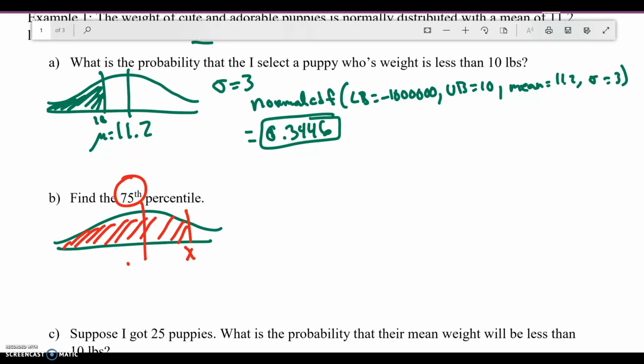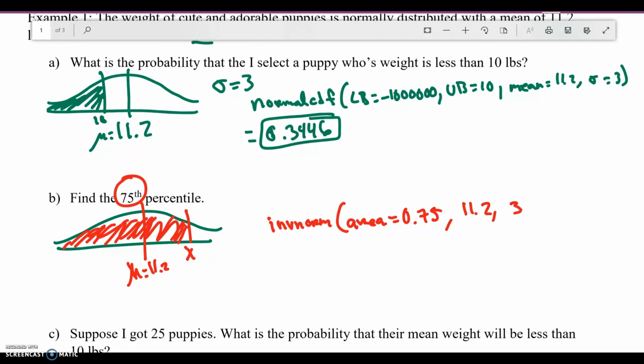We know that our mean is still going to be 11.2. So what is going to be all of this data? So in order for me to do this, I need to use inverse normal. Inverse norm, my area is going to be this 0.75. My mean is going to be still 11.2, and my sigma is going to be 3. Okay, so when I use inverse normal on my calculator, area is 0.75, mean is 11.2, sigma is going to be 3. What I'm going to get is about 13.2 pounds. So a puppy who is 13.2 pounds is on the 75th percentile.